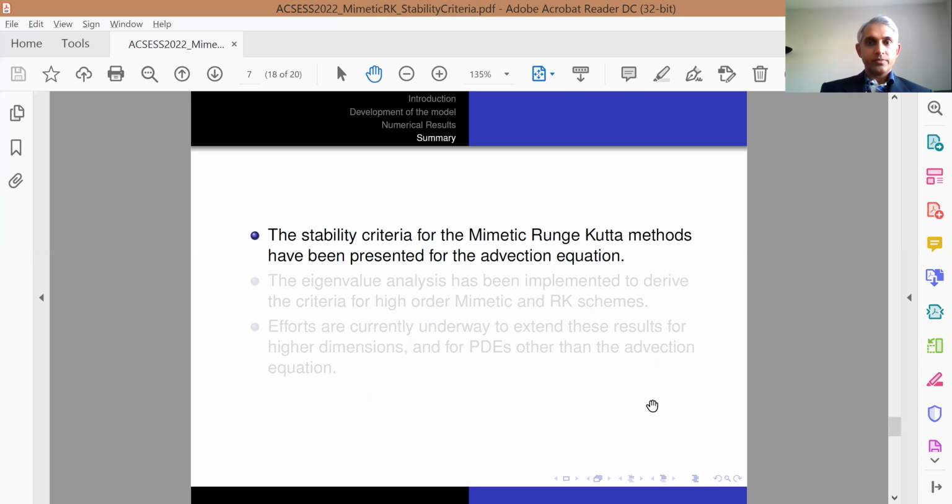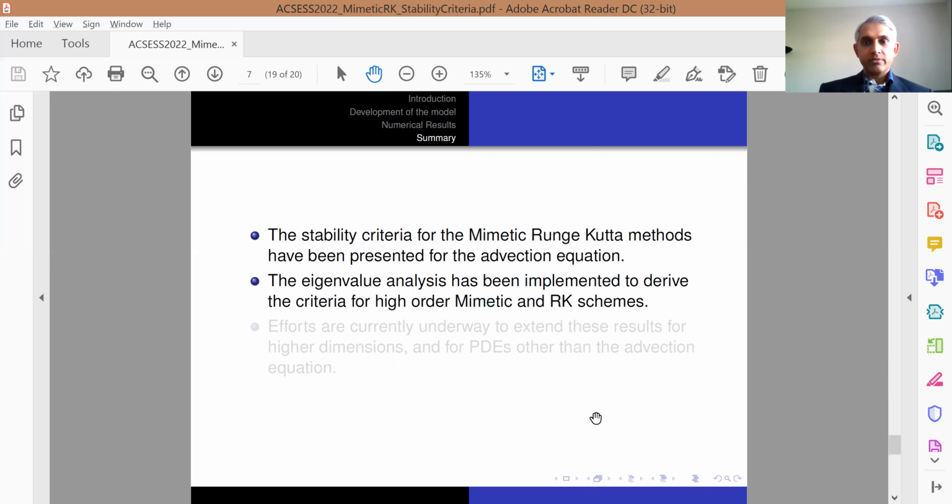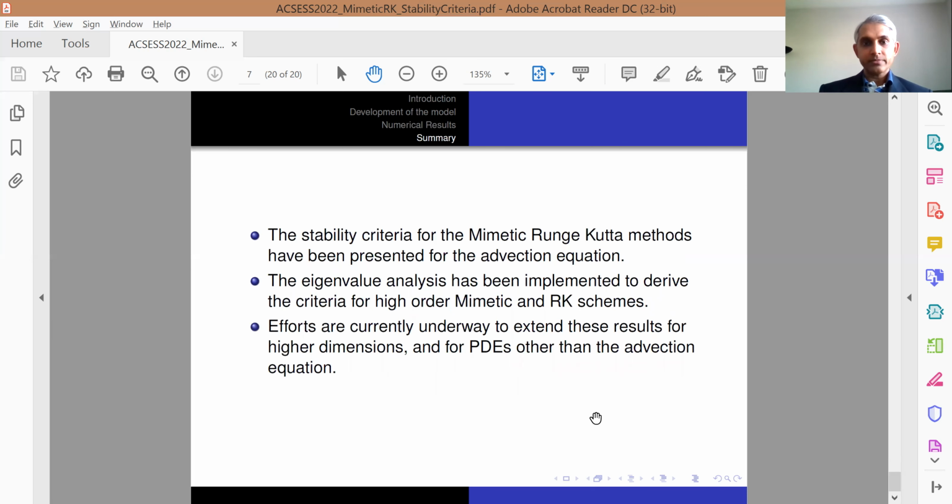In conclusion, the stability criteria for the mimetic Runge Kutta methods have been presented for the advection equation in this work. The eigenvalue analysis has been implemented to derive the criteria for high order mimetic and Runge Kutta schemes. And we are currently focusing our efforts to extend these results for higher dimensions and for PDEs other than the advection equation.